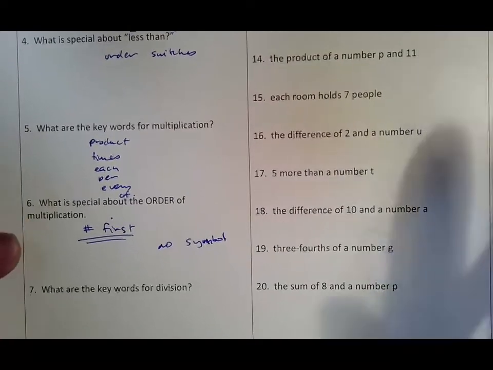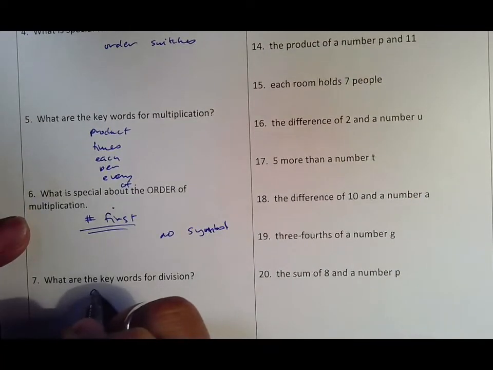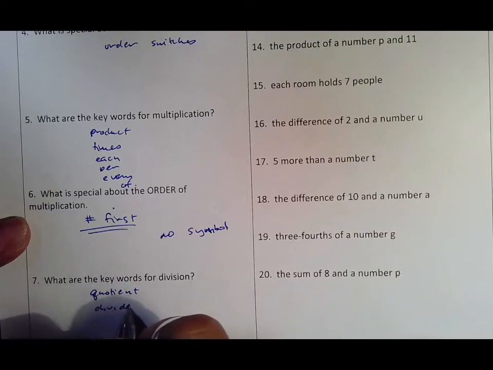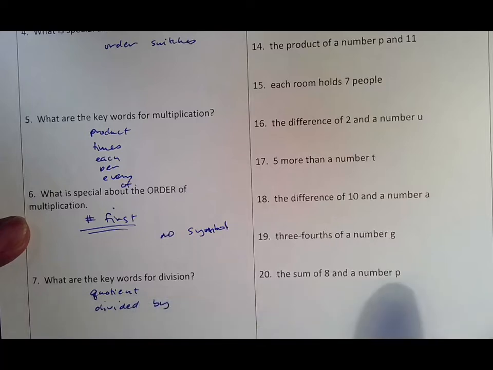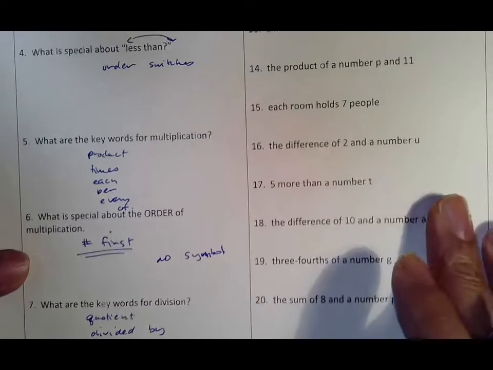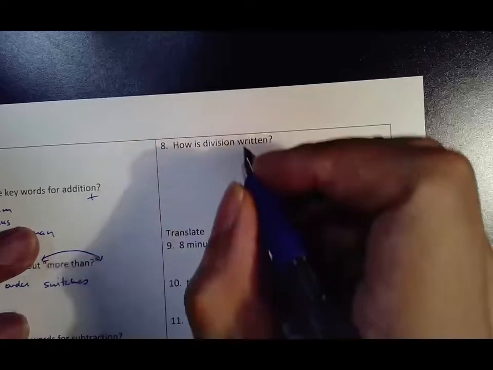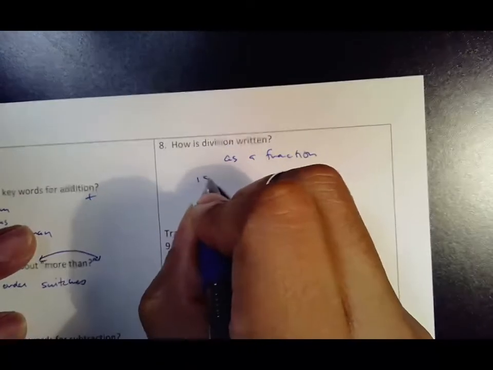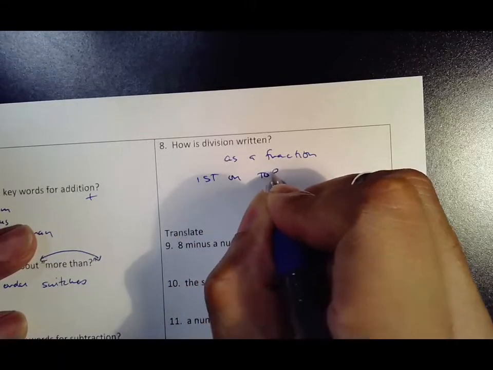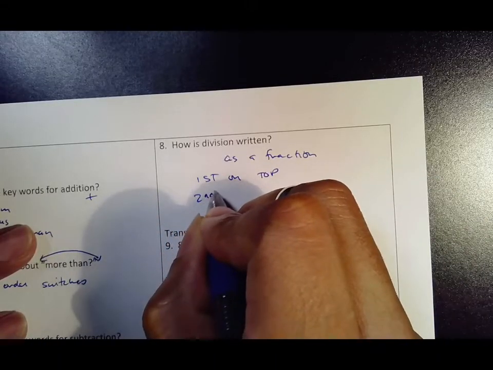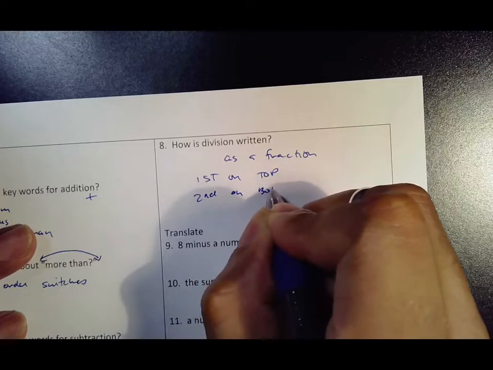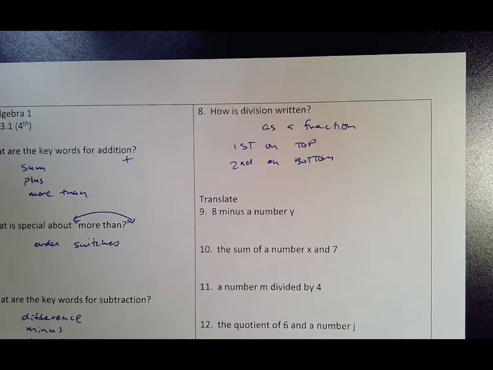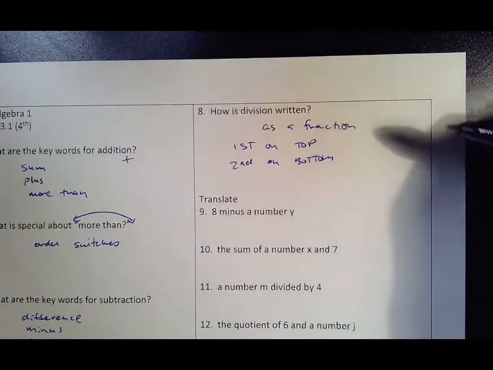Keywords for division: that's quotient and divided by. All right, and how is division written? Well, division is written as a fraction. First number goes on top, second part goes on the bottom. So whatever's first goes on top, whatever's second goes on bottom. And that again should make sense.